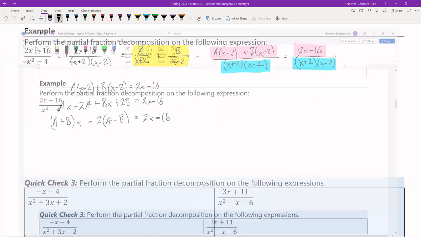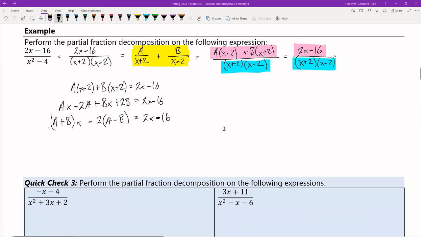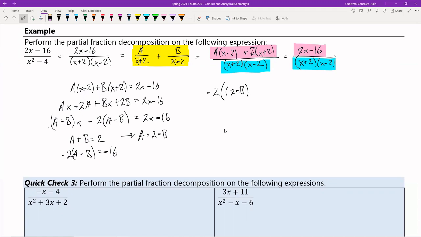You guys got to see the notes. It stands to reason that the x's should be equal and the numbers should be equal. So that means A plus B has to equal 2, and minus 2(A minus B) has to equal negative 16. From the first equation, we get that A is equal to 2 minus B, and we get to use that in our second equation. So if you take a look, follow along, minus 2 times (2 minus B minus B) has to equal negative 16.